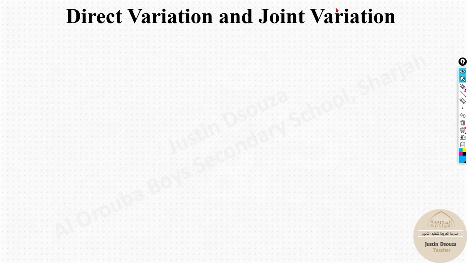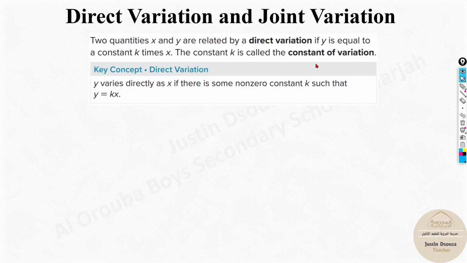About direct and joint variation, what exactly does that mean? Now, this is a very important statement, but we can use other methods as well. If y varies directly with x, there is some non-zero constant k such that y equals kx. What this means is that it's about proportionality.